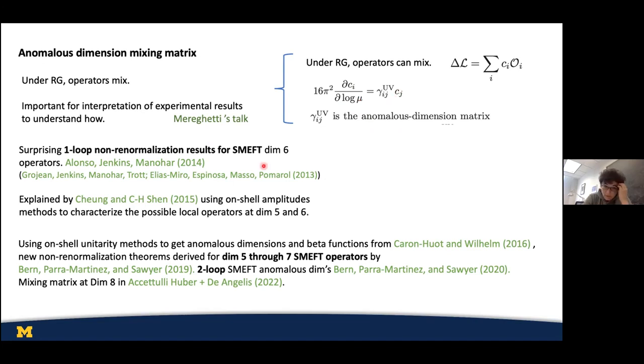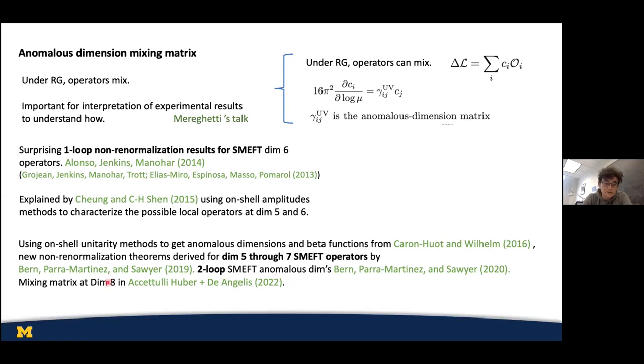So one interesting thing that was noticed about this were some surprising non-renormalization results for dimension 6 standard model effective field theory operators by Alonso, Jenkins, and Manohar in 2014. An explanation for these surprising results and non-renormalization properties were given by Cheung and Shen in about a year later using exactly on-shell approaches. This was at dimension 5 and 6, but using new results of characterizing anomalous dimensions and beta functions developed by Caron-Huot and Wilhelm, new renormalization theorems were derived by Bern, Parra-Martinez, and Sawyer at dimension 5 through 7. And they further also went to study the 2-loop anomalous dimension matrix.